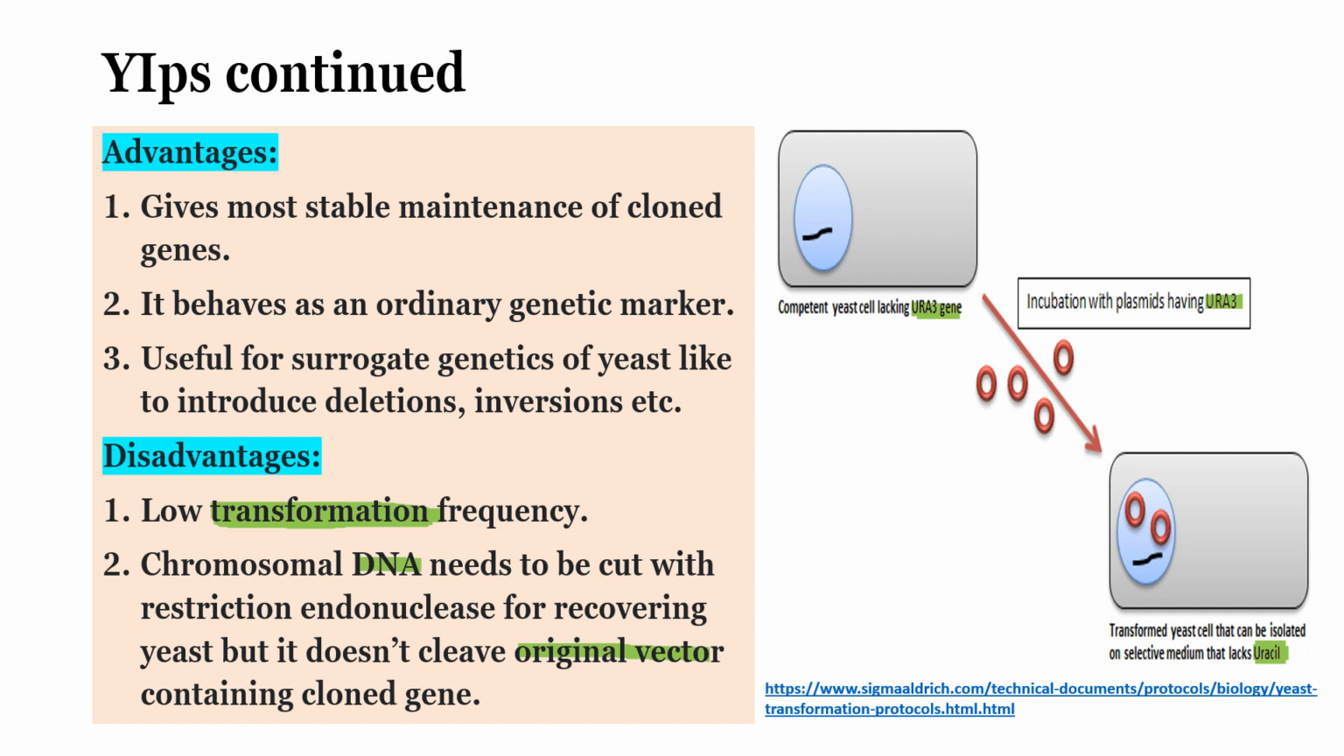So we incubate these plasmids containing URA3 with the competent cells, which are auxotrophic mutants, the deficient mutants which do not have the URA3 gene. After transformation we grow them on a selective medium, and this selective medium does not contain uracil. This means only those yeast that are transformed, which have already taken up the plasmid containing URA3, will be able to survive. You can read more about this on this website, taken from the Sigma Aldrich protocols.